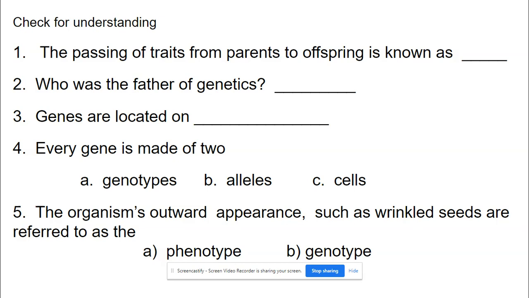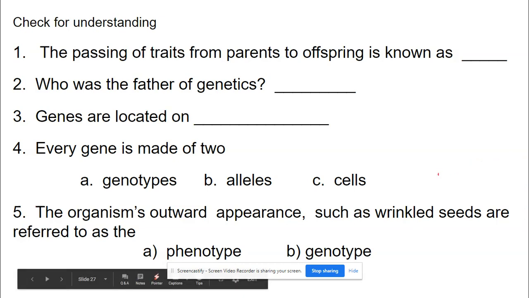Number 1, the passing of traits from parents to offspring is known as heredity. Number 2, who was the father of genetics? It was Gregor Mendel. Number 3, genes are located on chromosomes. Number 4, every gene is made up of 2 alleles, which is letter B. Number 5, the organism's outward appearance, such as wrinkled seeds, is referred to as A, the phenotype.